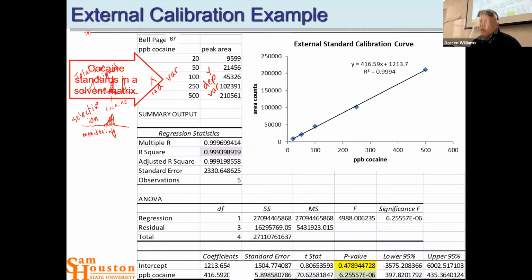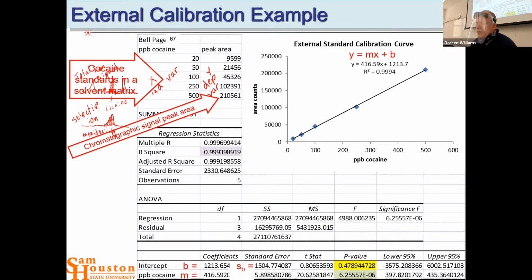Okay, so cocaine is the standard in a solvent matrix. This is our signal peak area from chromatographic signals. This is our linear model, y equals mx plus b. We have a good R squared value. Down here in our ANOVA output, that B is 12.1 or 1213 sort of area count. So the units of B are the same as the units of Y. You can see that from the linear model. M is the slope. So the units are always rise over run. So the units for M would be area counts per parts per billion cocaine.